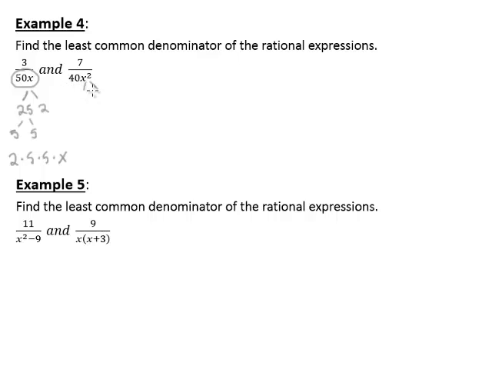40x squared, and I'm just splitting up the 40 here, even though it looks like I wrote that where the x squared was, comes 2 and 2, 2 and 5. So that's 2 times 2 times 2 times 5. And then x squared, we would split up and make it x times x.